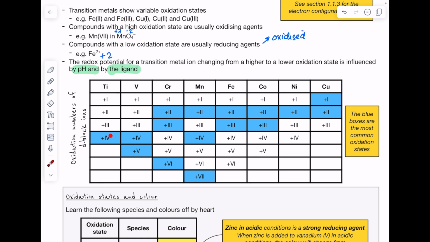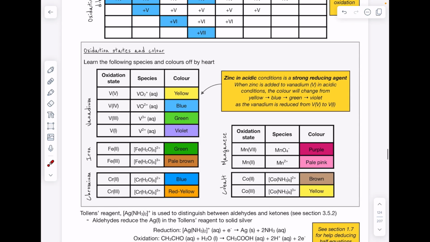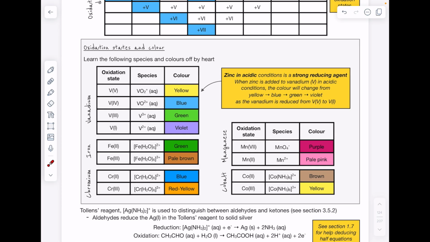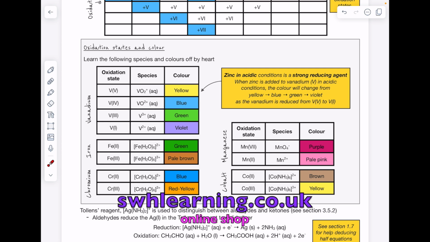So titanium most often exists as titanium 4, vanadium exists as vanadium 4 and 5. Unfortunately, there's an awful lot of learning off by heart in this part of the specification, so I've listed the various transition elements as well as their species and the colour each of these species is. Remember, this is taken from my SWH Learning revision guide.